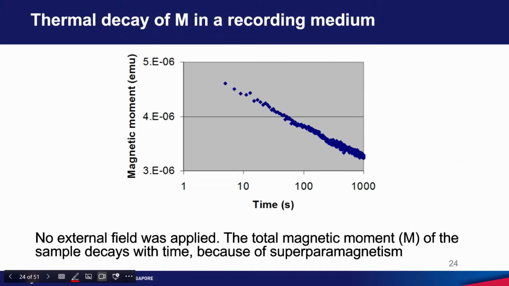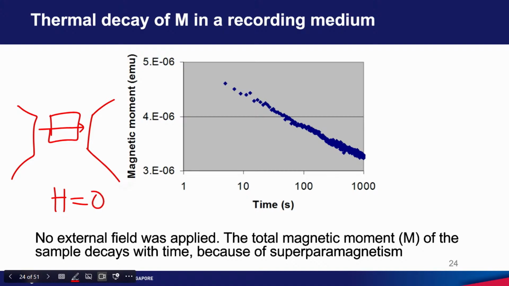Okay. So, this is one real life example of something I measured myself. In this case I take a piece of sample, I put it in the VSM, and I magnetize it in a certain direction. Then I remove the magnetic field and I observe the magnetic moment of the sample as a function of time. Field is 0.